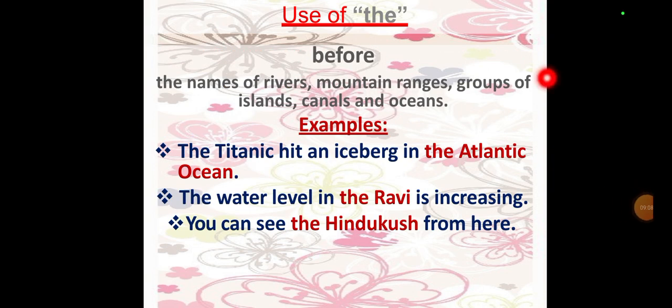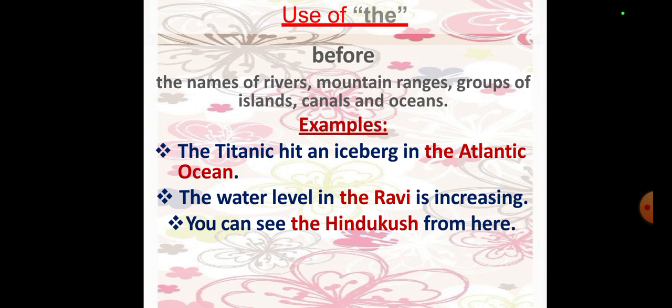Then I have use of "the" before the names of rivers, mountain ranges, groups of islands, canals, and oceans. Before these things we usually use "the". For example, "The Titanic hit an iceberg in the Atlantic Ocean." Here the Atlantic Ocean is a specific ocean we are talking about, so we are using "the".